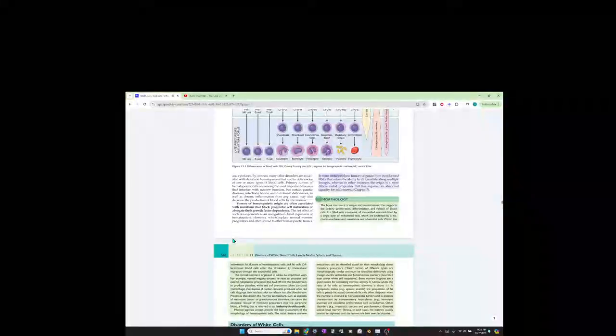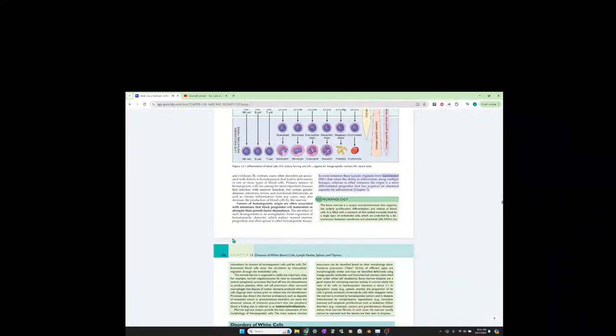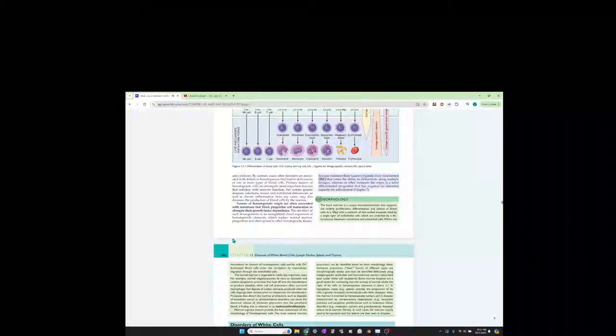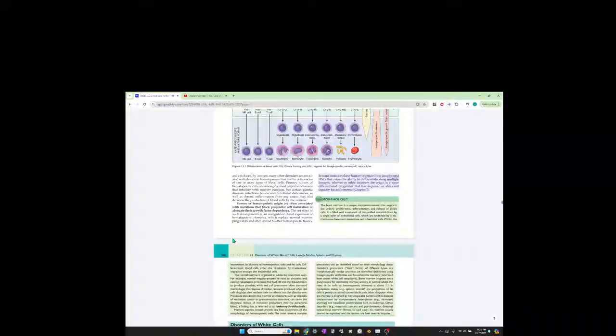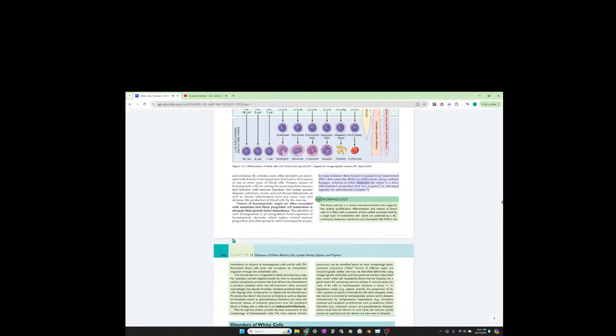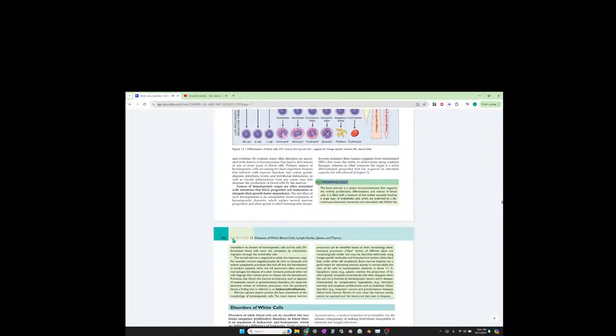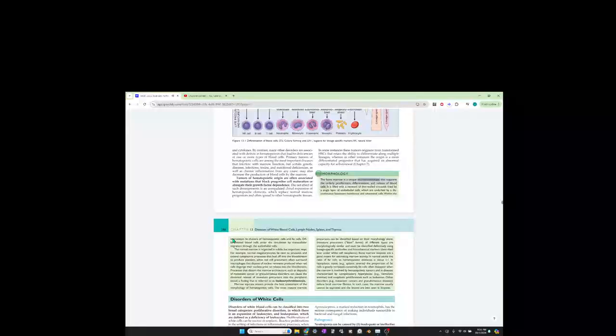In some instances, these tumors originate from transformed HSCs that retain the ability to differentiate along multiple lineages, whereas in other instances, the origin is a more differentiated progenitor that has acquired an abnormal capacity for self-renewal. Morphology. The bone marrow is a unique microenvironment that supports the orderly proliferation, differentiation, and release of blood cells.